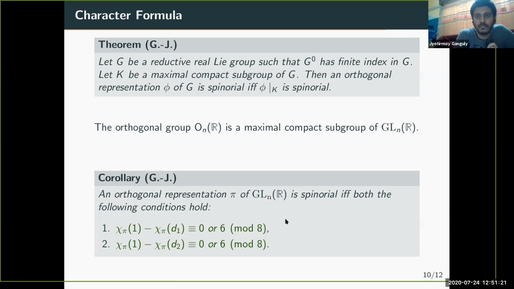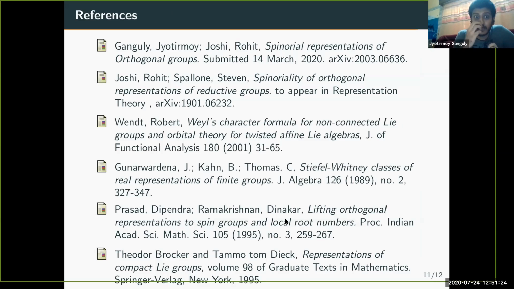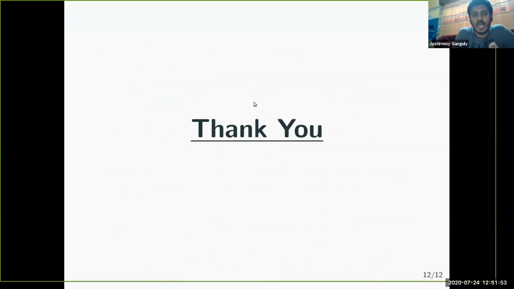Okay, so here are some references. This is the paper which goes with the same name, spinorial representations of orthogonal groups. We have considered slightly more general cases here in the paper. The preprint is available on the arXiv. And this is the paper by Steven Spallone and Rohit Joshi, where they talk about the spinoriality of connected reductive groups.